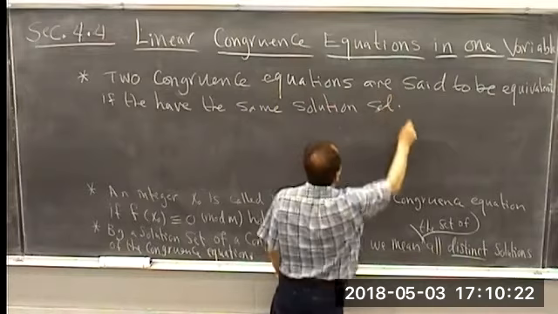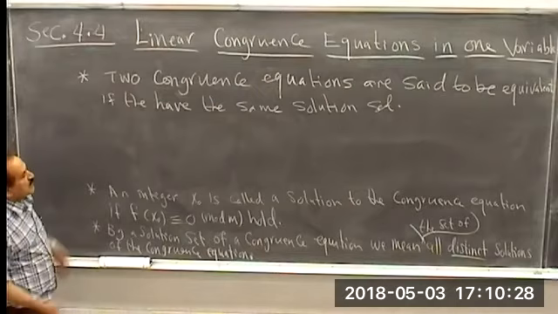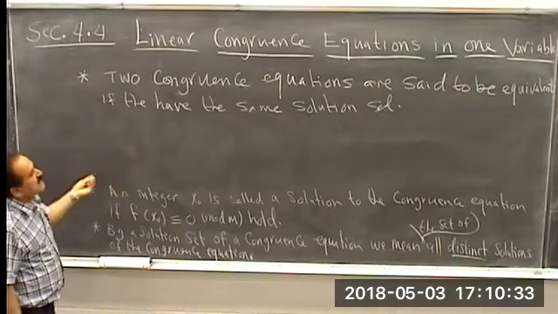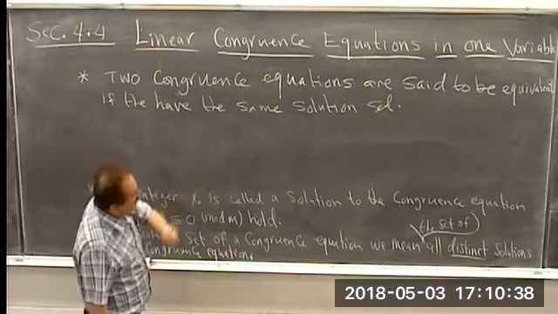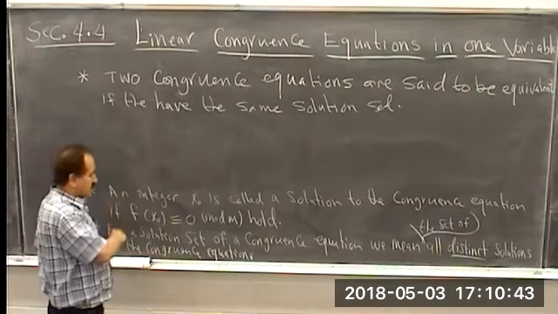Or to build it in a different way. Suppose we are given two congruence equations. They are equivalent if x sub 0 is a solution for the first one, and it's a solution for the second. And if we have a solution for the second one, it's a solution for the first one, and this is true for all possible solutions, okay?